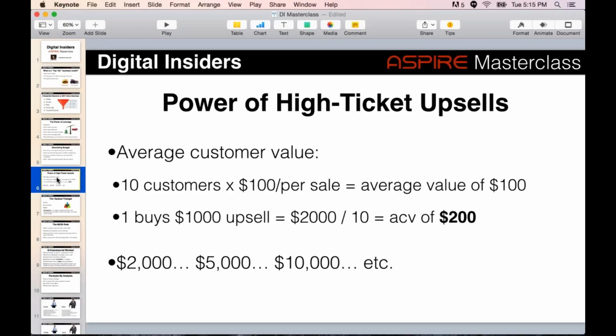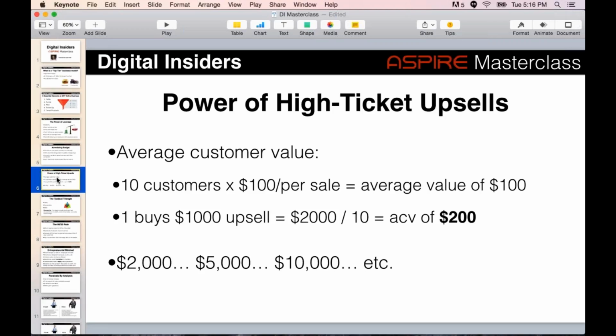Now, let's say you have a $1,000 upsell that you offer after somebody buys from you initially, and one of those 10 people buys the $1,000 upsell. That's $2,000 that you brought in, from the $100 per person for the initial sale and then the $1,000 upsell. So that's $2,000 total divided by 10. With that one upsell in your funnel, you've effectively increased your average customer value from $100 to $200, effectively doubling it.